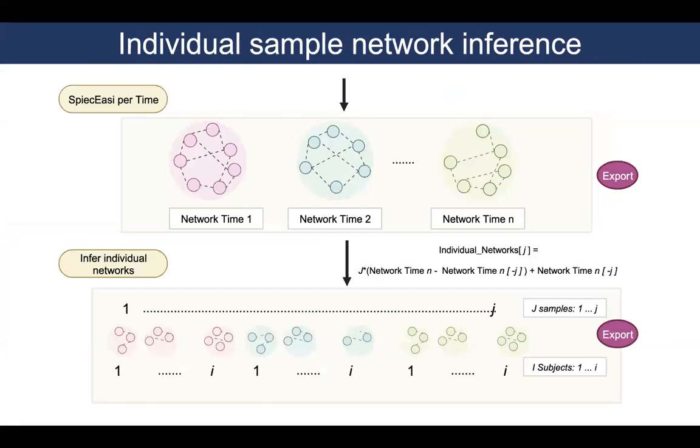Individual sample networks are then inferred using the time point specific networks. For each time point, the algorithm will iteratively remove one sample and infer a new network for that time point. The weighted difference between the network for all samples at time point n and the I-j network is the network for the jth sample. The algorithm also provides users with options to extract the edge table per sample here as well.